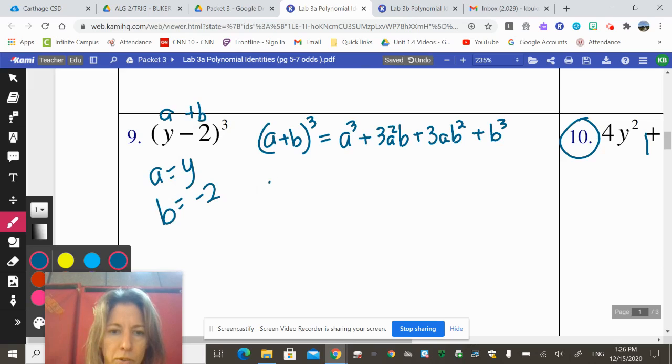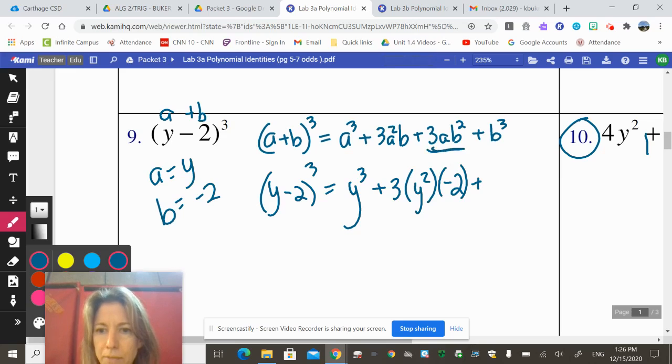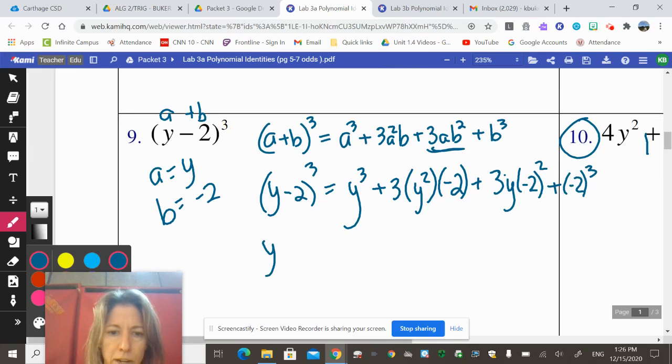Now I can say (y - 2) cubed is the same thing as, instead of a, I'm going to substitute y, so it's y cubed plus 3 times y squared times b, which is -2. I'm just substituting. Plus, now on this term, 3 times my a, which is now y, times (-2) squared, plus (-2) cubed.